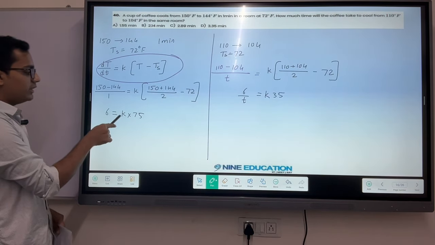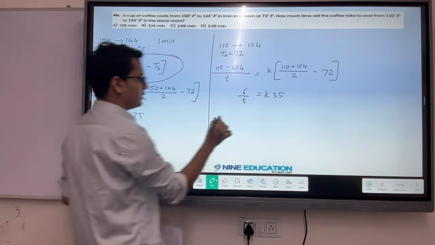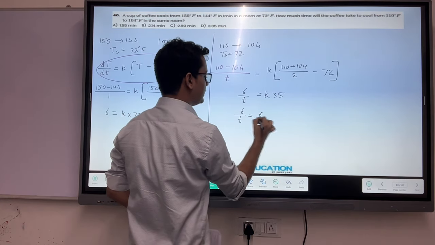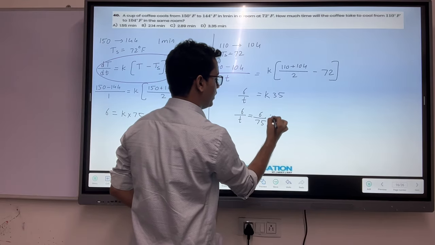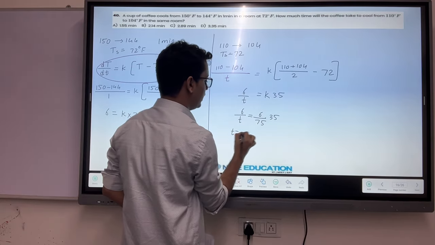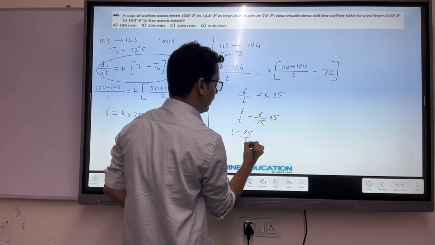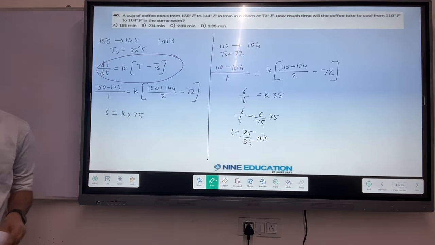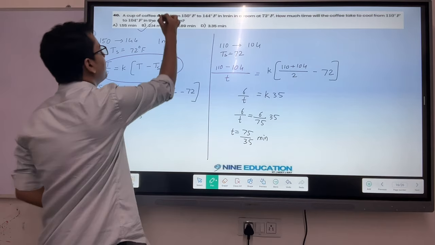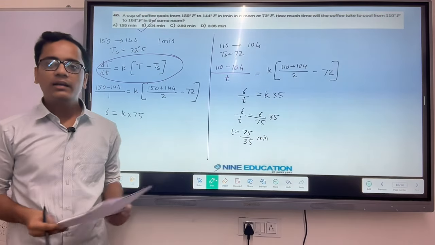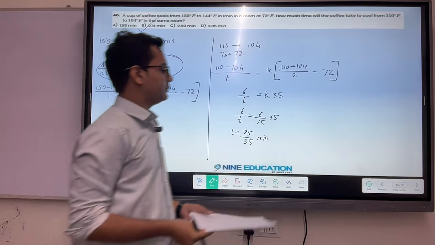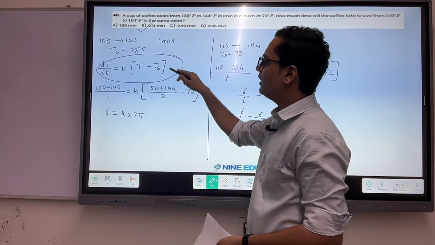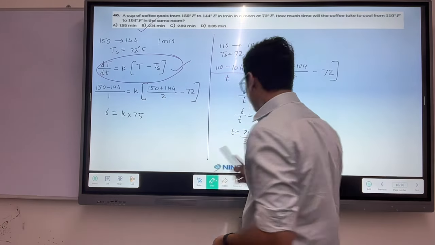Okay, substitute this value of K from here. So 6 divided by t is equal to, K is 6 divided by 75, into 35. So t is basically 75 divided by 35 minutes. Okay, slightly more than 2 minutes. Option is 2.14 minutes. Clear? Okay, this is just Newton's law of cooling problem. Writing down this equation for 2 times is going to give you the answer.